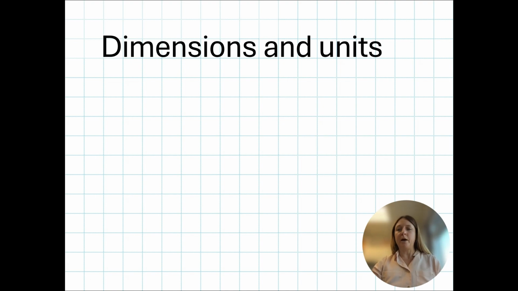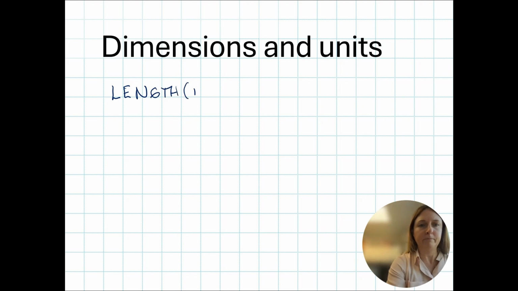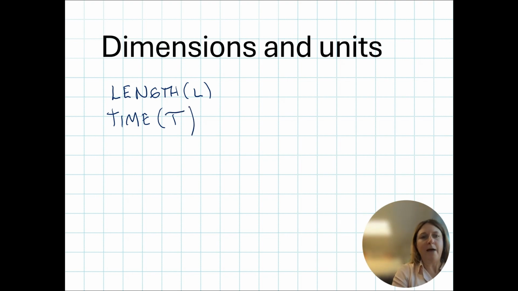There are 7 fundamental or primary dimensions. So these would include things like length, time, or mass. All other dimensions are made up of combinations of the fundamental dimensions.